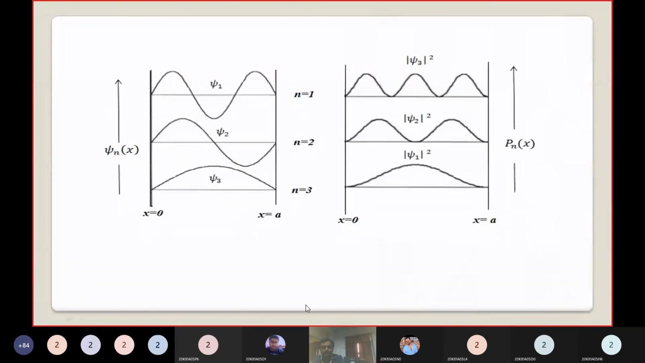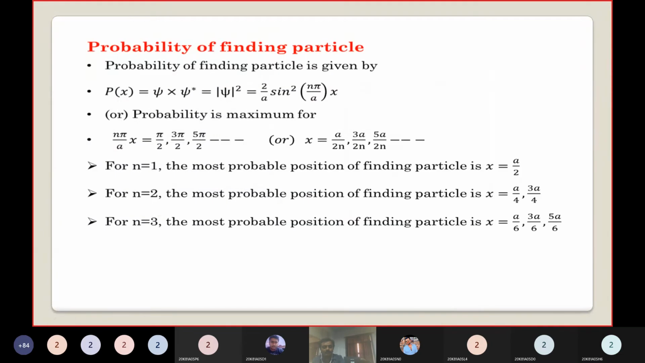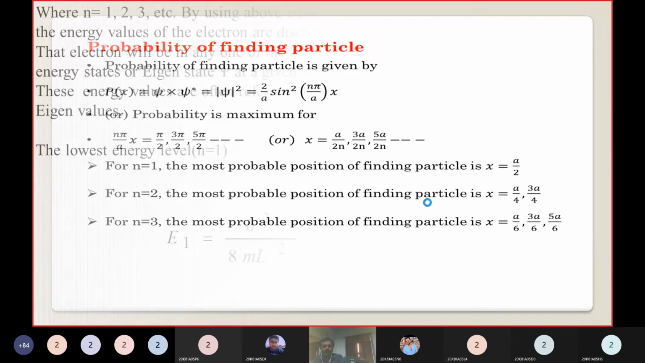See here, instead of l we are taking a. So n pi by l into x. If you take n equal to 1, this will be pi by 2. If you take n equal to 2, this will be 2 pi by 2, like that. From this condition, if you equate, we can get x equal to a by 2n, 3a by 2n, 5a by 2n, like that. Based on that, we can calculate the probability of finding the particle, so the maximum probability we can find.